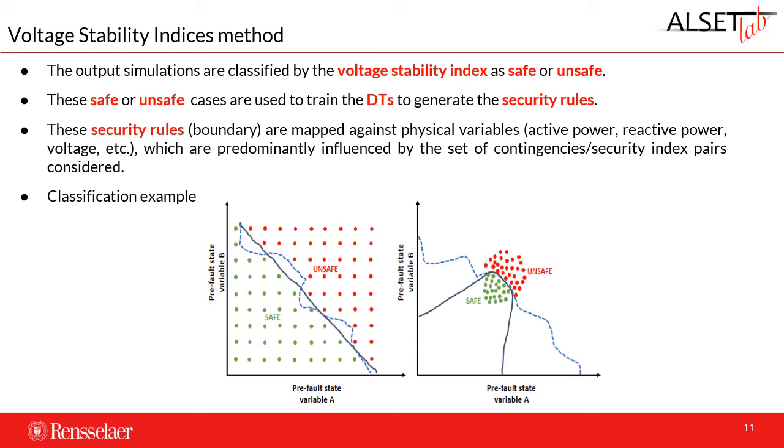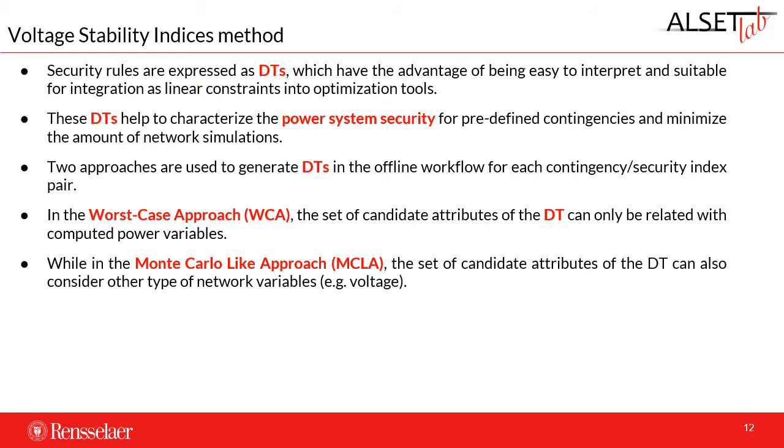Pictorially, over here we have all the cases that were sampled, and here is the boundary, which will be our security rule. These security rules are expressed as decision trees, and they're very easy to interpret. They can also be used as linear constraints in optimization problems or tools if you wanted to derive corrective actions. So the decision trees help to characterize power system security for these predefined contingencies, and also minimize the amount of simulations that you have to do.